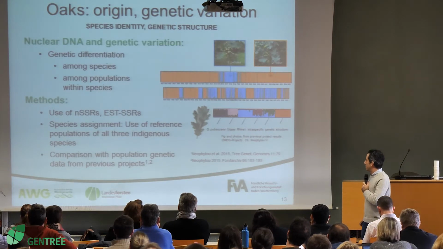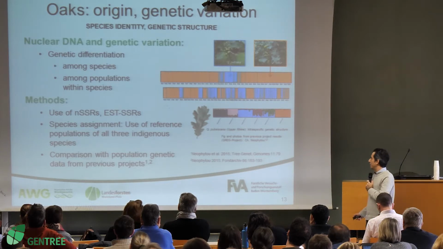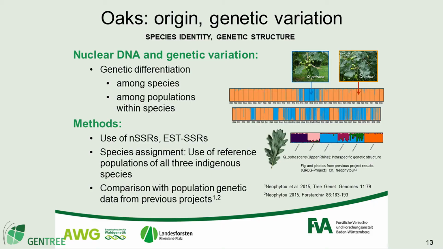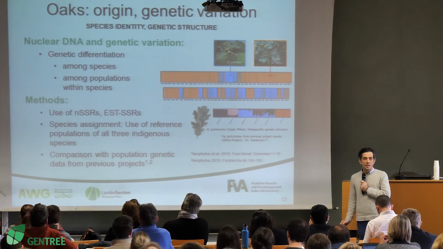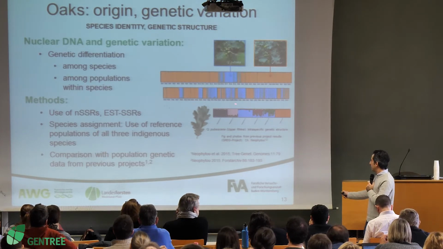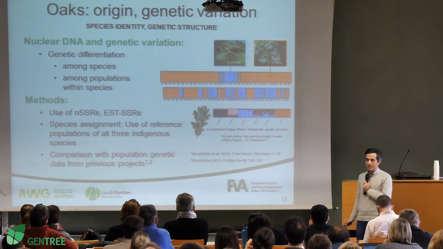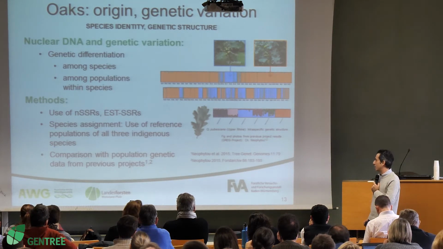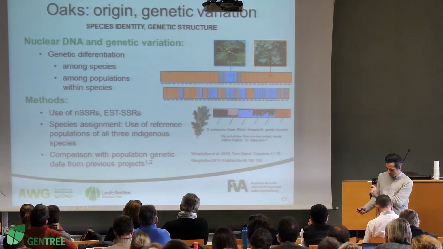Okay, I will try to come faster. Some words on the nuclear DNA and intraspecific structure. Of course, it is important to identify species in order to study adaptation later. So for this purpose, we have a set of nuclear microsatellites. We can see some previous results that, at least in downy oak, Quercus pubescens, we had some intraspecific differentiation, some pronounced structure. We want to look for this also using common sets of markers.